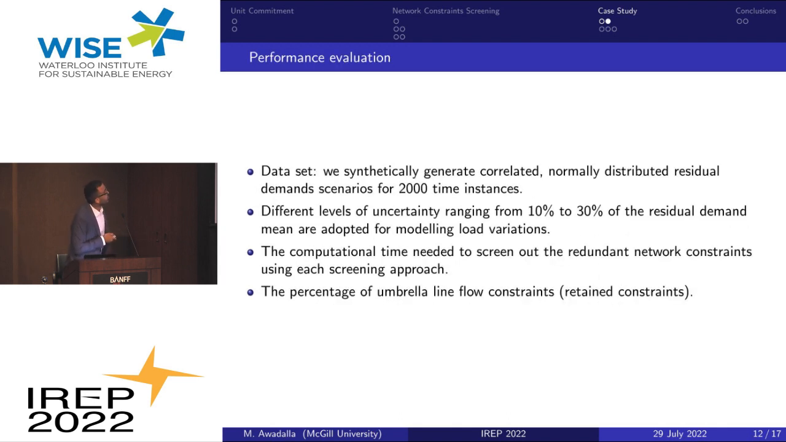In the next slide, I'm going to talk about the performance evaluation, the two performance metrics that we have used in this work. The first is the percentage of the umbrella line constraints retained, that is, how much reduction we achieved from this methodology compared to the benchmark approach, where a robust box shape of the uncertainties is modeled. The second metric is the computational time needed to screen out the redundant constraints. It's not how much we achieved in terms of unit commitment, but it's on the methodology itself.